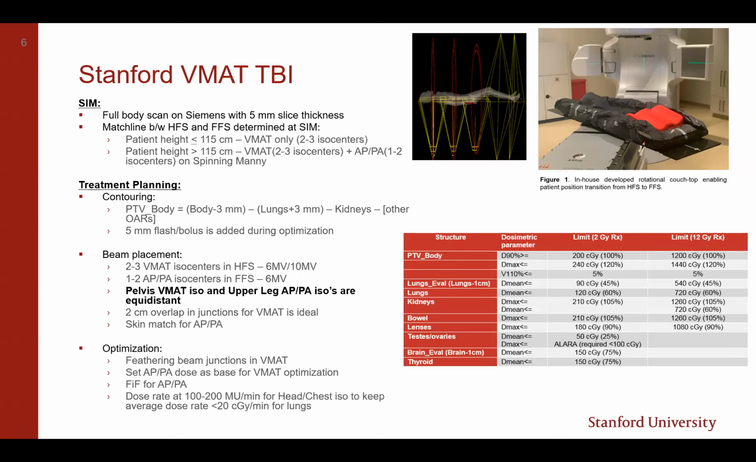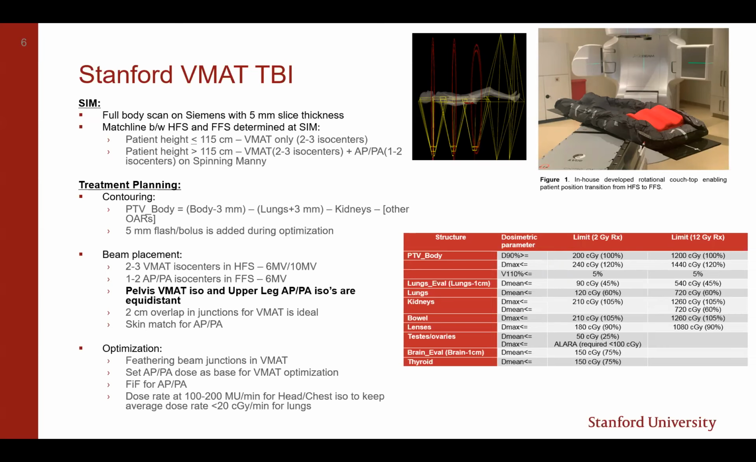For the VMAT portion, we can use either 6 MV or 10 MV, depending on the size of the patient. And then for APPA, we exclusively use 6 MV. One unique thing to Stanford of how we treat this is we mandate that the isocenter immediately superior to the pivot point and the isocenter immediately inferior to the pivot point are the same distance from the pivot point.